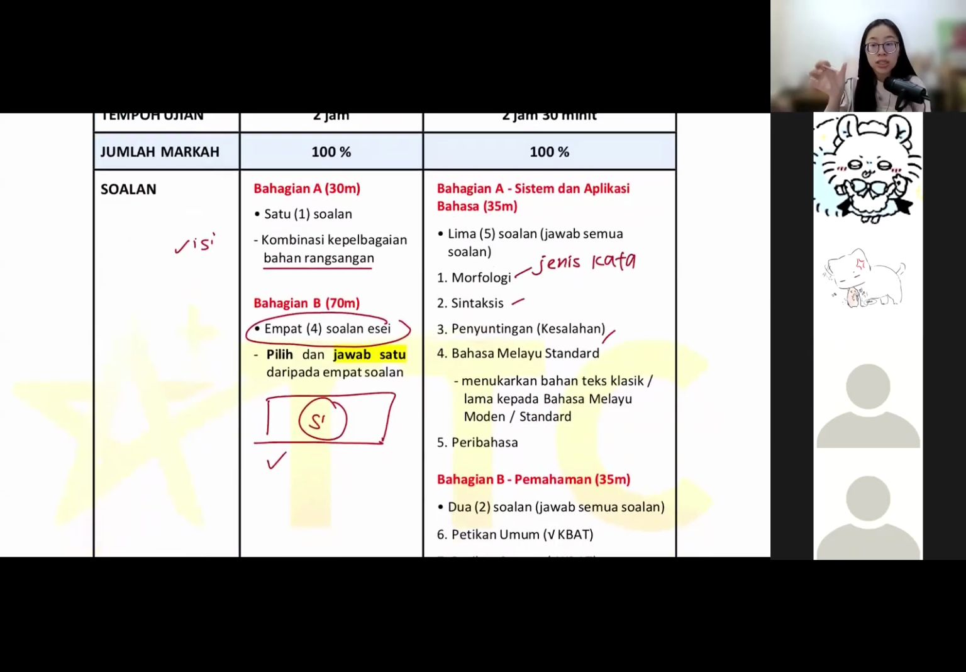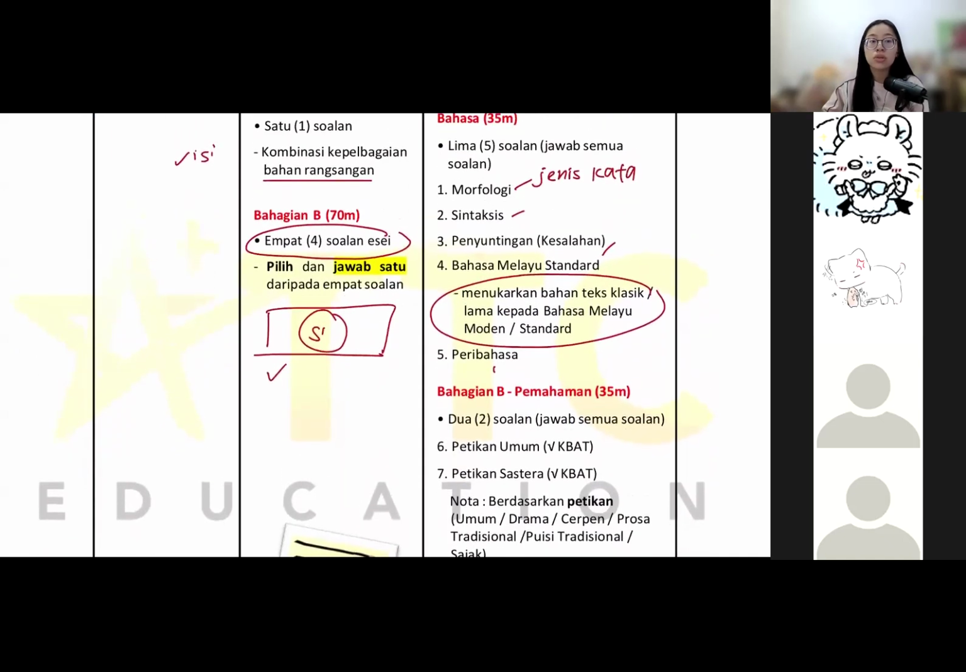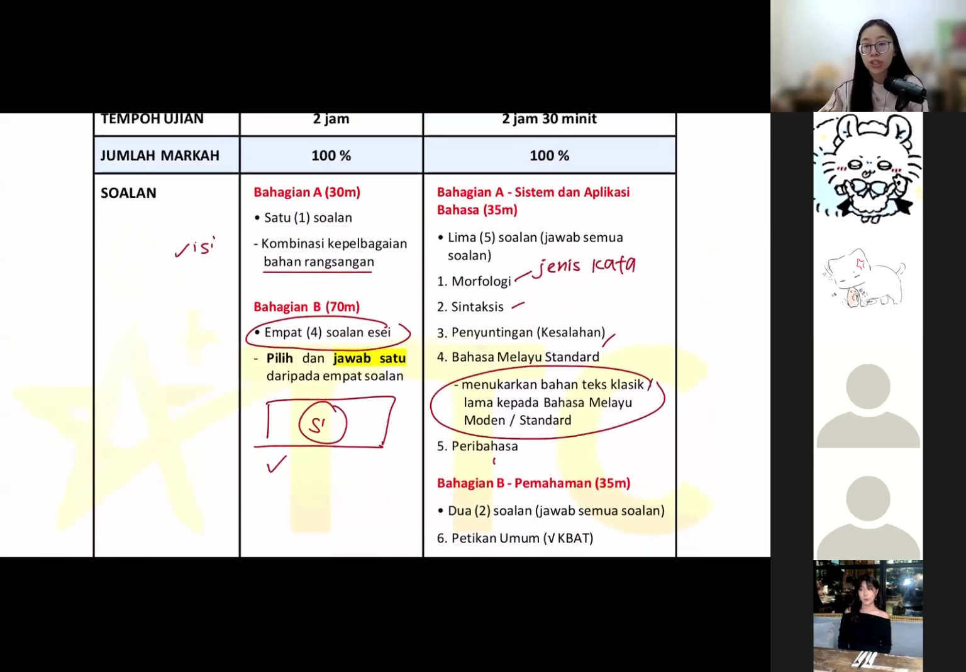BMS is you need to change the classic word and then change to normal. And then peribahasa, the question will ask you to find synonym or antonym or the peribahasa that is suitable for this, and also the meaning. So there are a few types of questions for peribahasa.